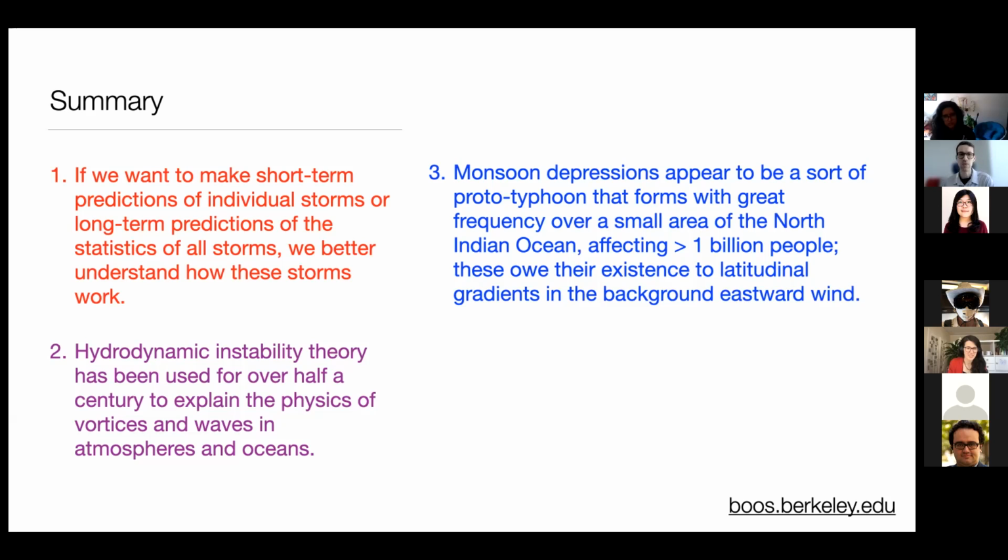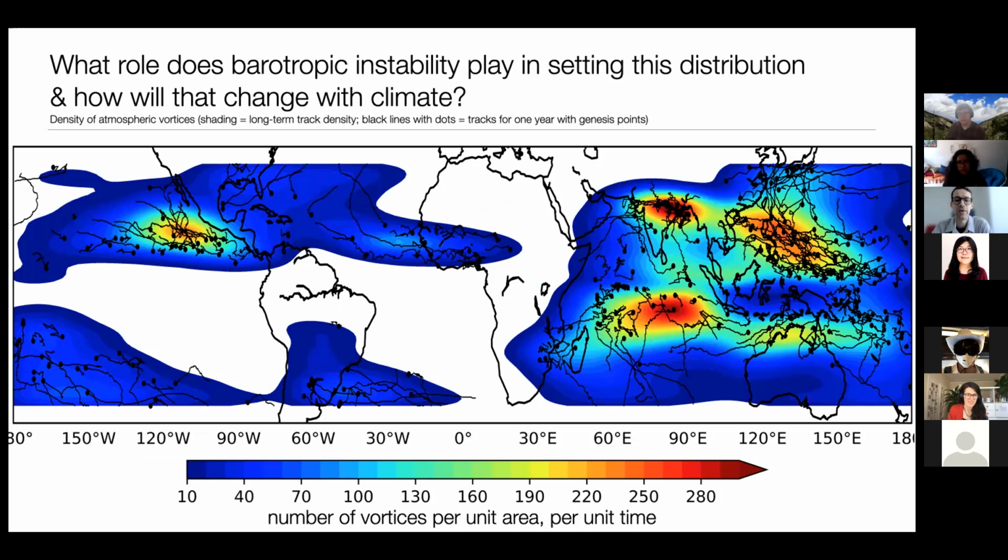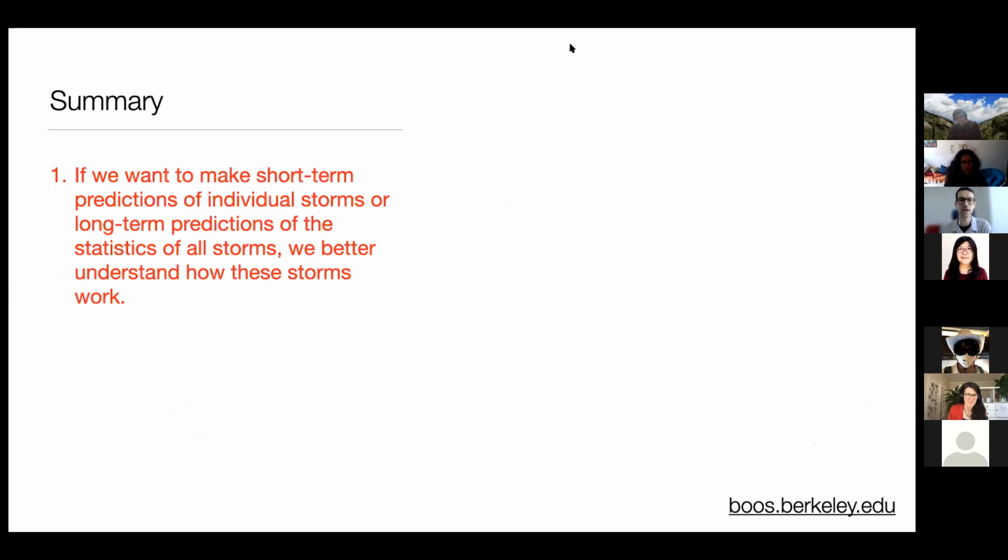Maybe just a last closing thing: one thing I'm doing as part of my Miller professorship is to ask the question of what role barotropic instability, that particular type of instability, plays in setting this global distribution of storm occurrence, and how that will change as a function of climate state. So I will end there and am happy to take any questions.